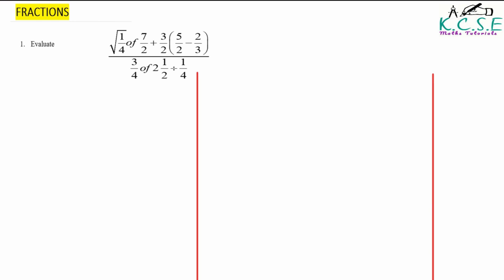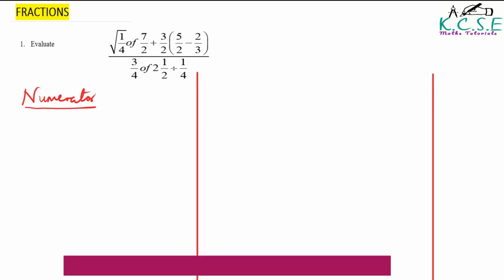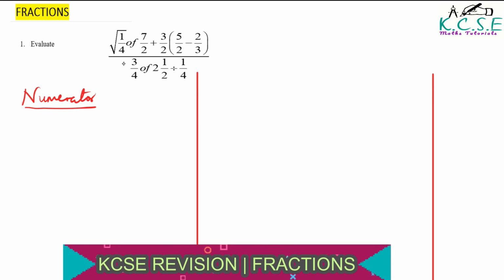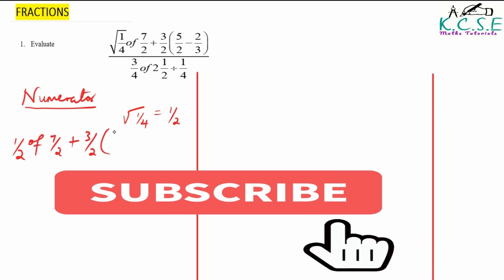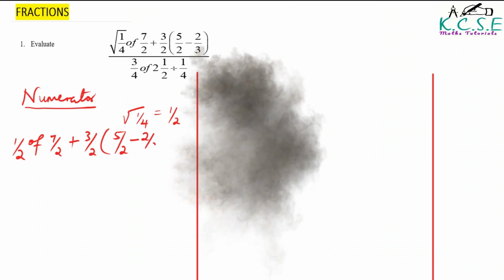Question number one, evaluate. So let's begin with evaluating the numerator. In the numerator, there is a root of a quarter, of 7 over 2. Now, root of a quarter will give a half. So for the numerator, we can start by getting that root of a quarter, that is a half, then of 7 divided by 2 plus 3 over 2 into brackets 5 over 2 minus 2 over 3.